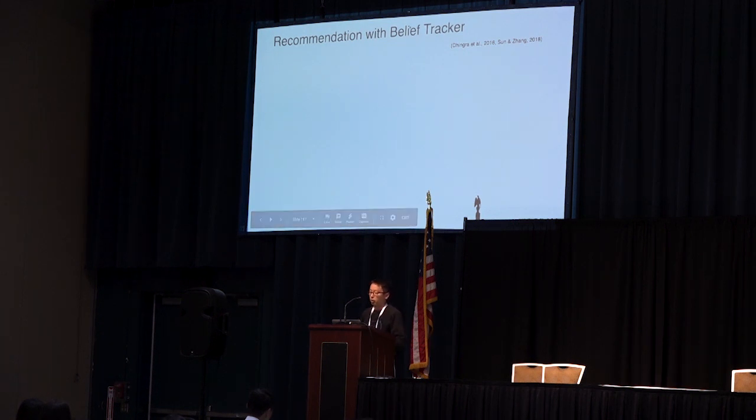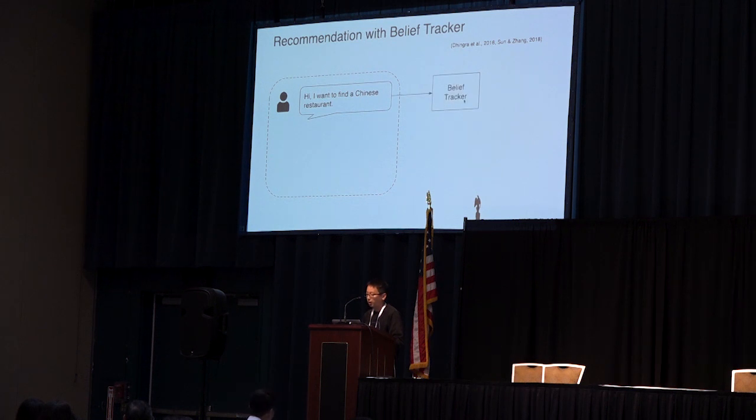And so they use something called a belief tracker. The belief tracker will keep track of all the facet information solicited from the users. So this is an example. I want to find a Chinese restaurant. In the belief tracker, it maintains a data structure of all the facets. Based on this utterance, the type of the restaurant is Chinese. And then all this information is fed into a policy network.